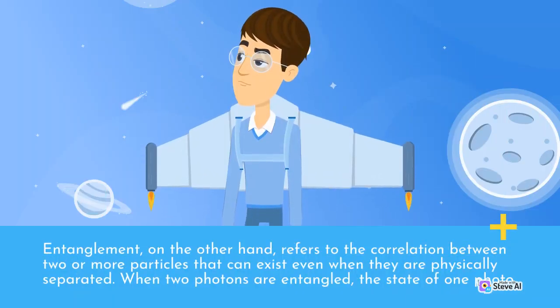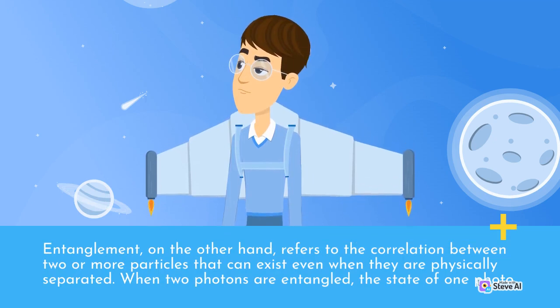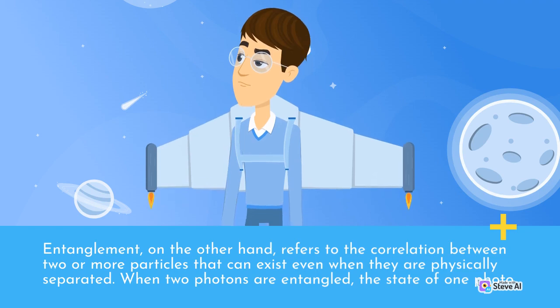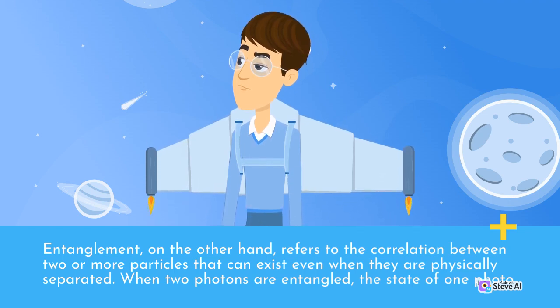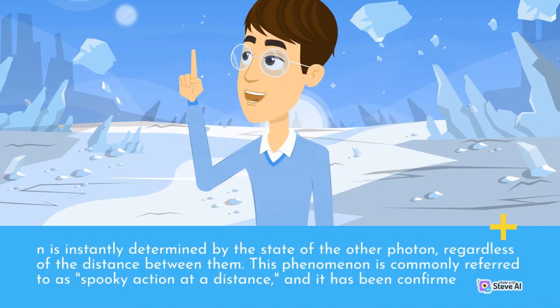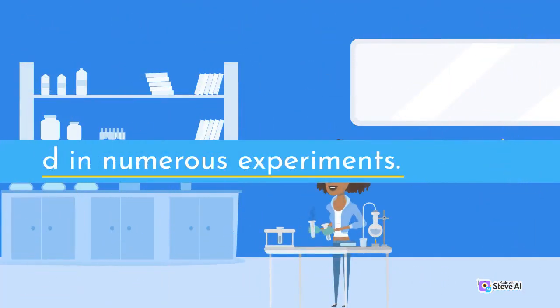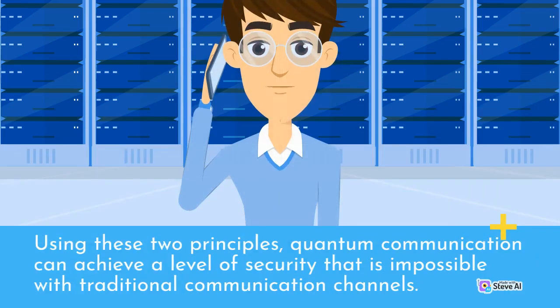Entanglement, on the other hand, refers to the correlation between two or more particles that can exist even when they are physically separated. When two photons are entangled, the state of one photon is instantly determined by the state of the other photon, regardless of the distance between them. This phenomenon is commonly referred to as spooky action at a distance, and it has been confirmed in numerous experiments. Using these two principles, quantum communication can achieve a level of security that is impossible with traditional communication channels.